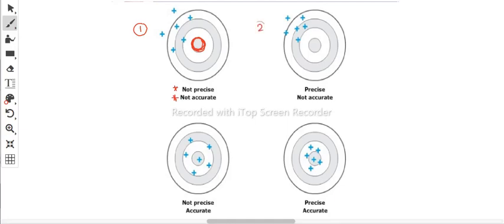Continuing with the second diagram, you're going to find that the crosses are somehow closer. So I'm going to consider it as being precise. But another time, they are not accurate.